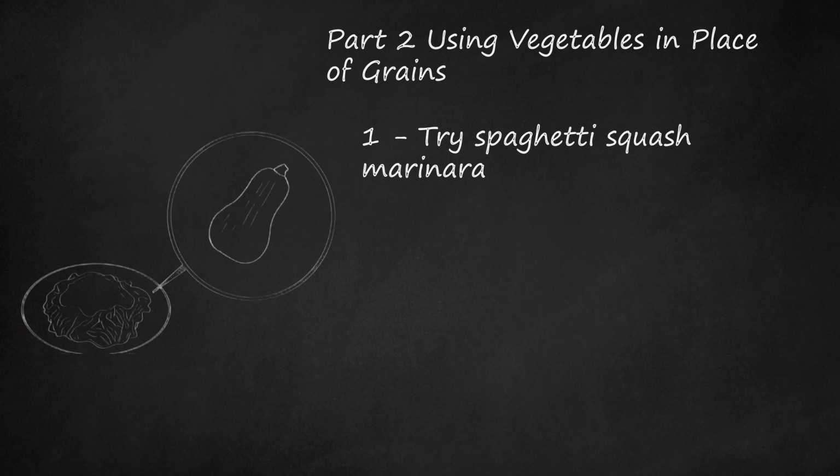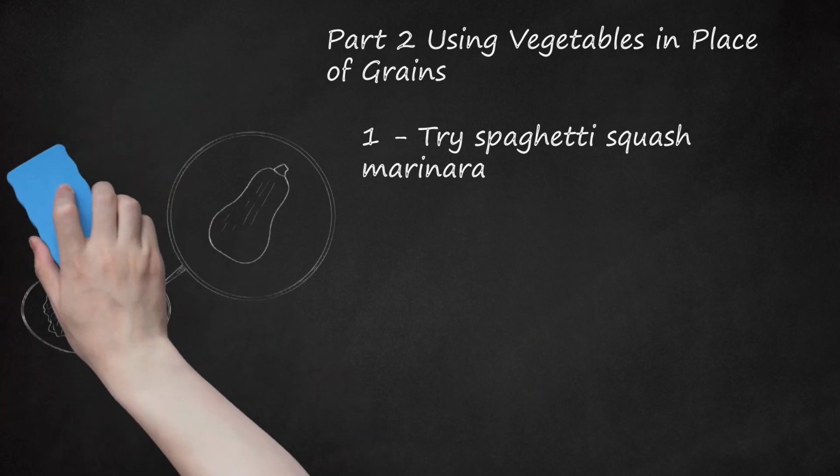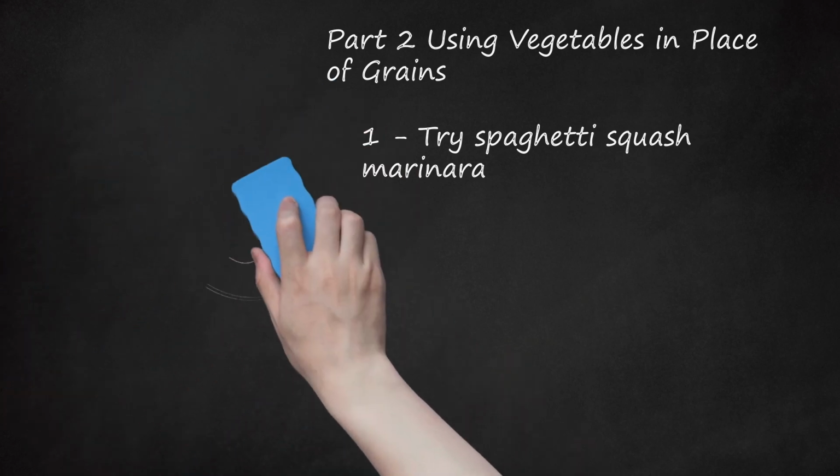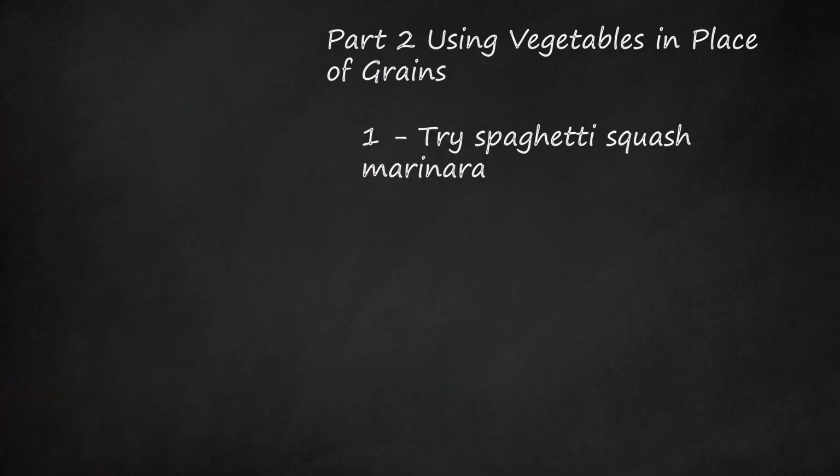Allow the squash to cool to room temperature. Once cool, use a fork to shred the flesh of the squash. It should come out easily and naturally fall into little spaghetti strands. Toss the cooked squash with warmed marinara sauce. Serve with your favorite meatballs and a sprinkle of Parmesan cheese.